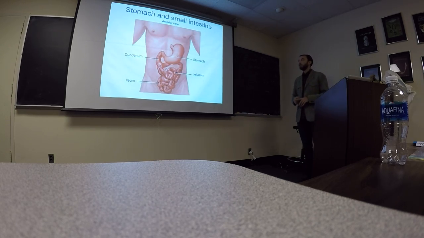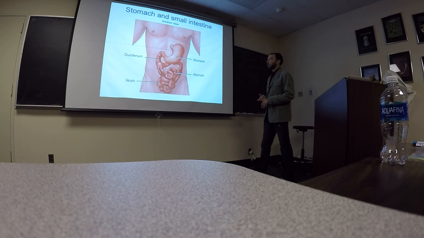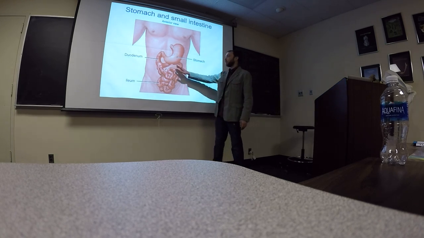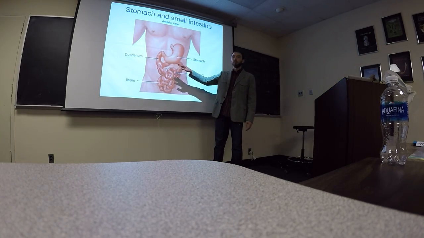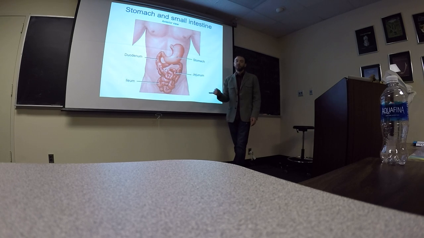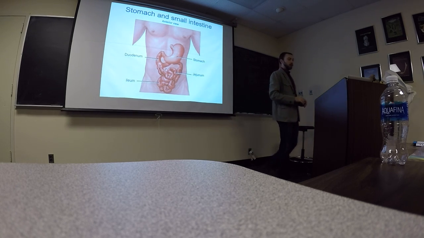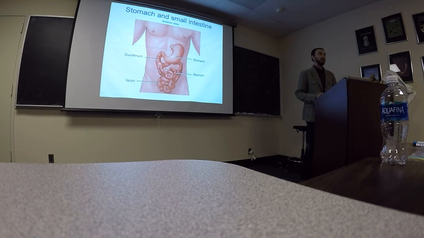Right, the stomach is continuous with our lower parts of the digestive tract, so it will connect with the small intestine through this C-shaped structure called the duodenum. And then our small intestine is divided into two different parts called the jejunum proximally and the ileum distally. And we'll go over each of these different sections in detail here.